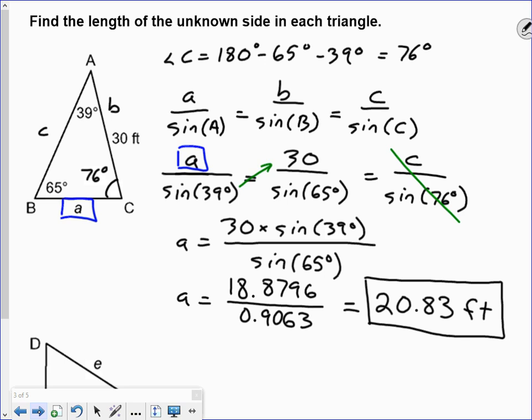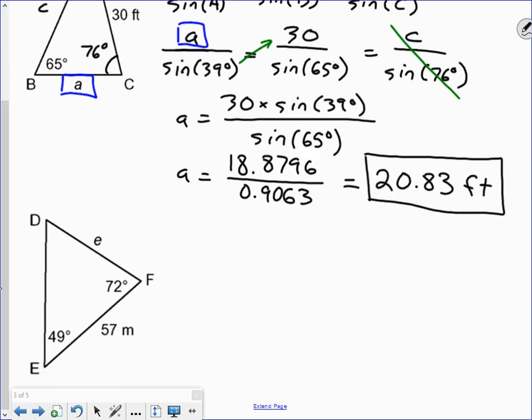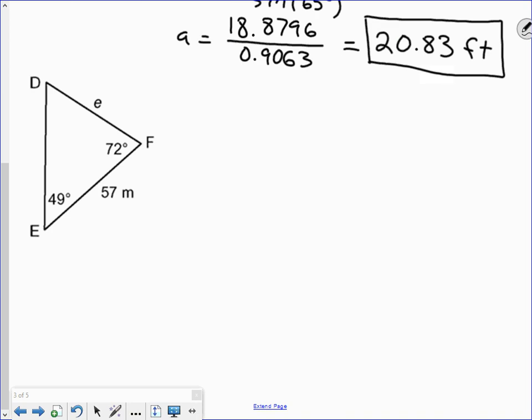Okay. So let's take a look at a second example down here, where again, we are still solving for the length of an unknown side. And the unknown side that we want to solve for here is side E. Okay, so we've got E. We've got angle E across from it. We have got angle F. We don't know what side F is over here, and side D is down here.